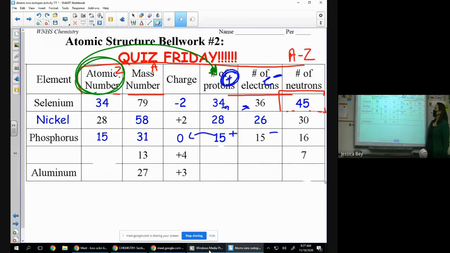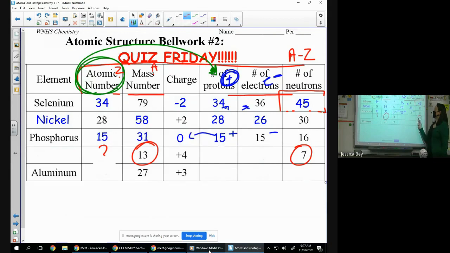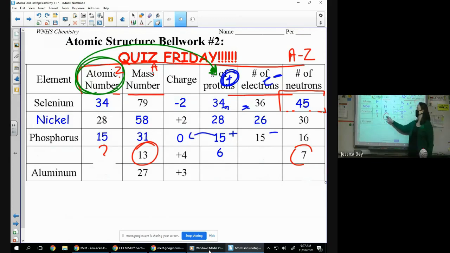And then you're there. Now, the next one was nice and tricky. People were like, how am I supposed to know what this is? Well, if you have mass and you have number of neutrons, you simply subtract, and you know that there are 6 protons in that element because 6 plus 7 gives me 13.